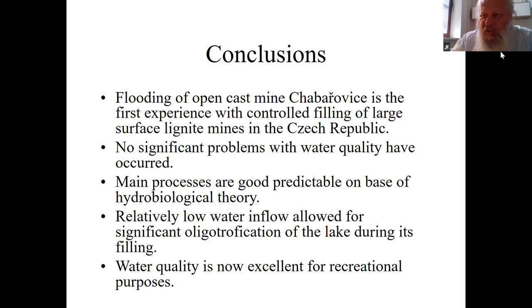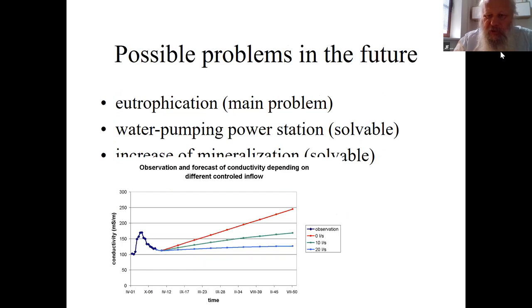But water quality in this lake is excellent for recreational purposes. There is certainly a possible risk with eutrophication. There is a risk with water mineralization and water availability, but those are quite solvable. So this is all from my part, and I would now ask Dr. Peterka if he can share his presentation and continue with more about the biological aspect of these lakes.